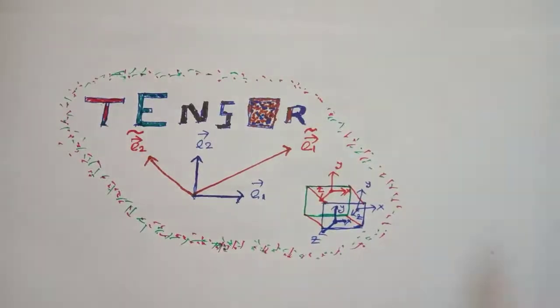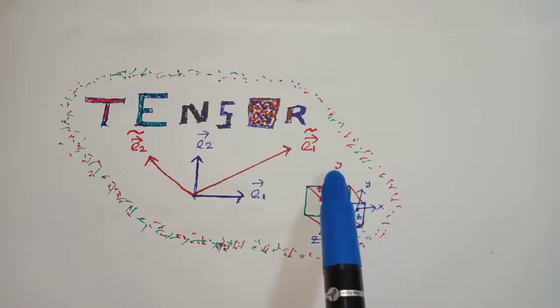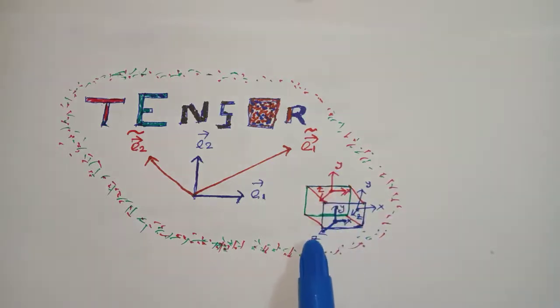Say, for example, this is a small cube, and the X, Y and Z axes. Each of the cube's 6 faces has X, Y and Z axes. That means a stress happening in the X direction in the X plane, Y direction in the Y plane, Z direction in the Z plane.